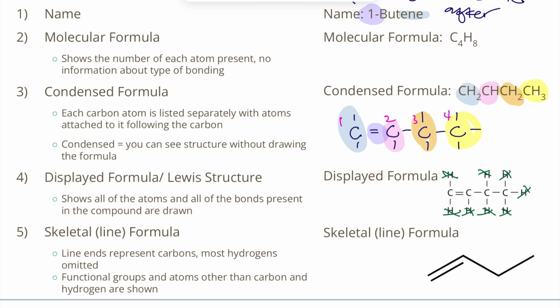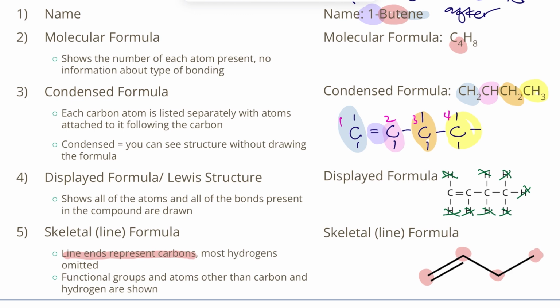All right, and then lastly, because again, having to write out all these carbons and all these lines does end up being a lot of work showing all of those atoms and the bonds that are present. So we also have a skeletal or a line formula, and the line ends represent carbons. If we look at this, we have 4 carbons, because again, that prefix but means 4. And so where do I see those? Well, here's 1, 2, 3, 4. The line ends represent our carbons.